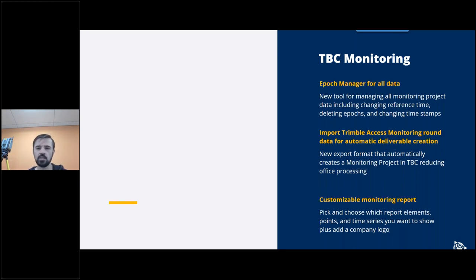For instance, you can change your reference or your baseline epoch, where all of your displacements are calculated from. You can also delete single or multiple epochs. So if you found that there's some bad data or data that you just don't need, you can delete those. You can also change timestamps. For instance, if you made a mistake and entered the wrong timestamp for an epoch, you can change that as well. So there are a lot of really efficient management tools inside of this Epoch Manager.